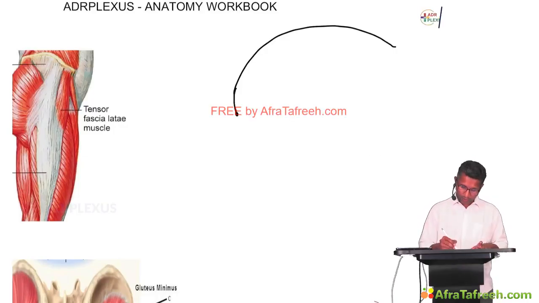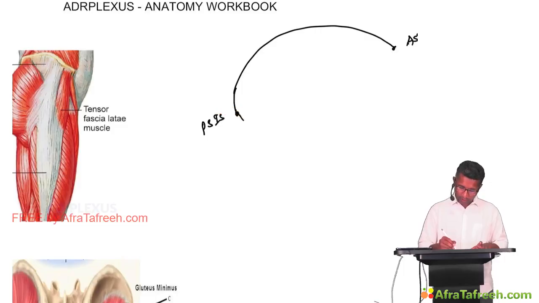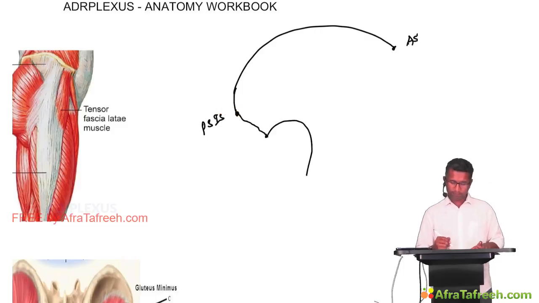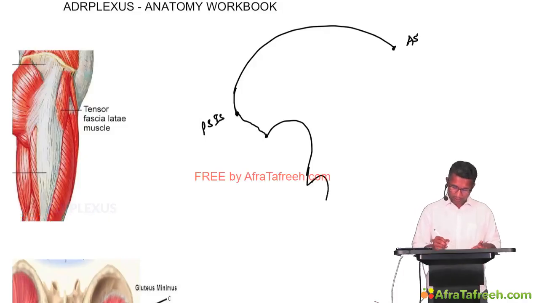This is the posterior superior iliac spine, and this is the anterior superior iliac spine. You get the posterior inferior iliac spine, and you get a notch here. This is the greater sciatic notch. This is the ischial spine. This is the lesser sciatic notch.